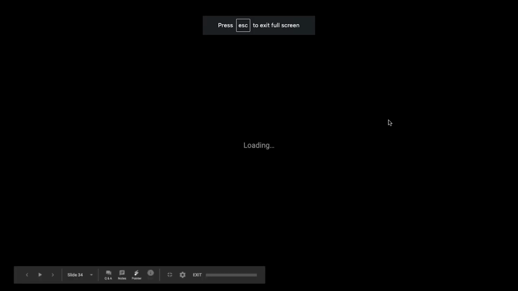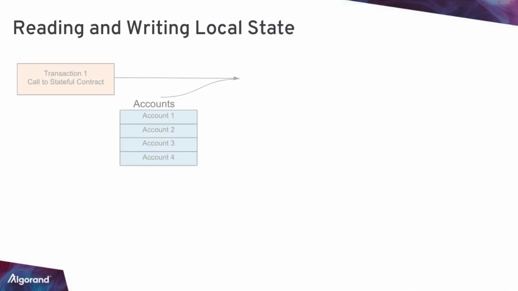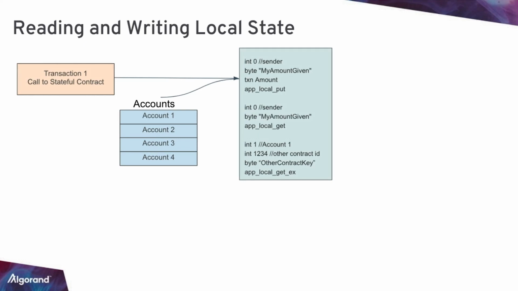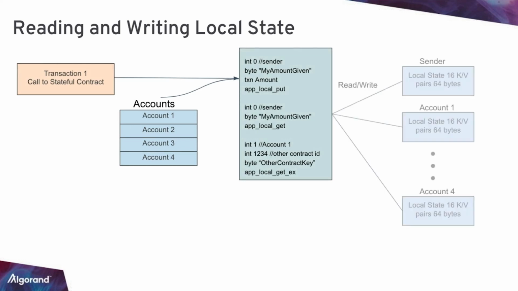Okay, let's talk a little bit more about read and write local state in the accounts array. When you pass in those accounts, here are 3 snippets of TEAL code that do different things. But the first 2, if you think about it, read and write local state for a particular user, the sender account. So that's where you're saying app local put and app local get. Those are the 2 opcodes that actually write local state for the sender.